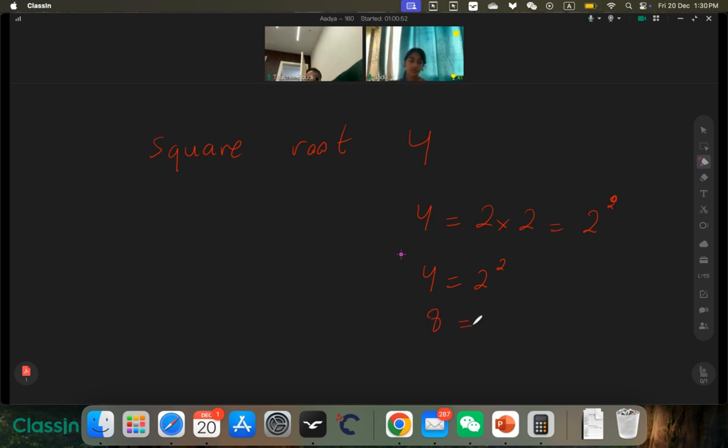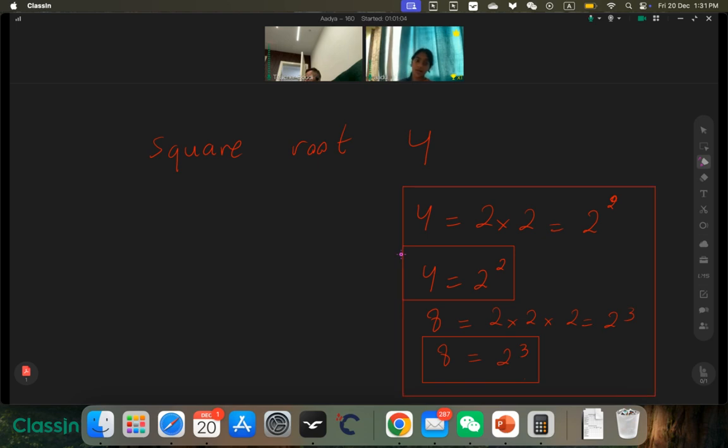And 8, what is 8? It's 2 times 2 times 2. This is 2 power 3. So 8, I can write it as 2 power 3. Yes or no? Till here, everything is clear? Okay, so now if I want to do the square root of 4, it's the same thing as 2 power 2, isn't it?